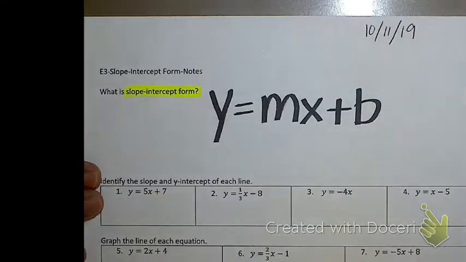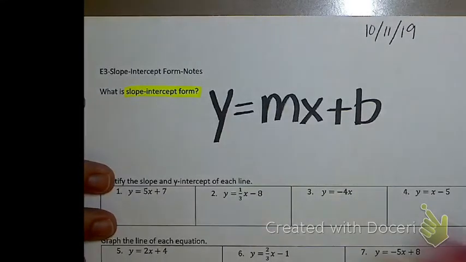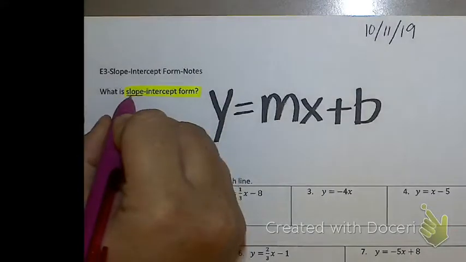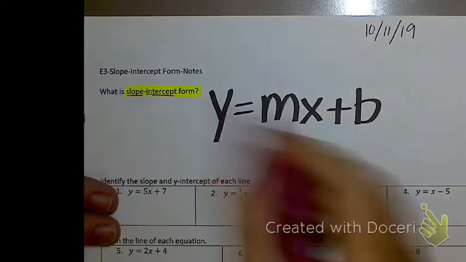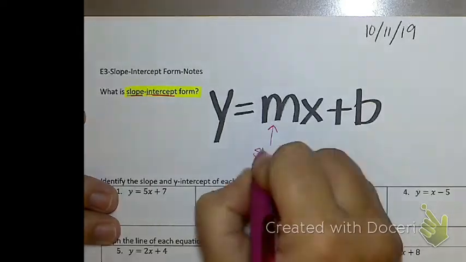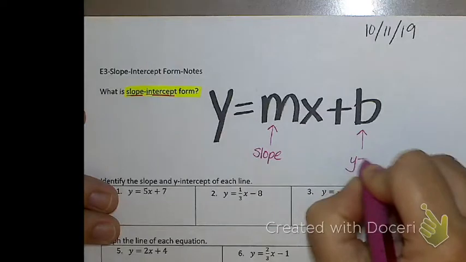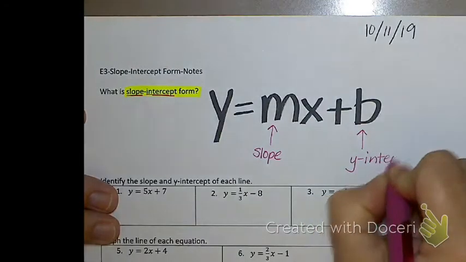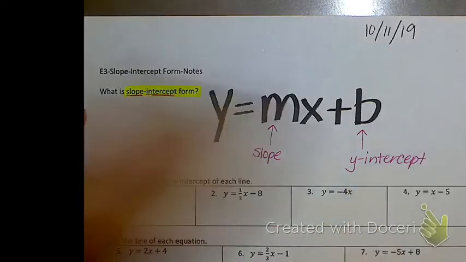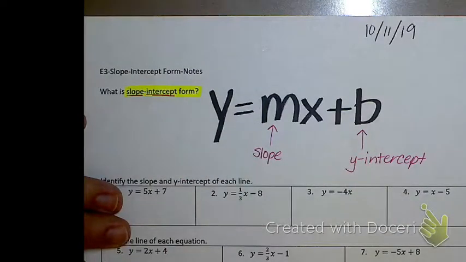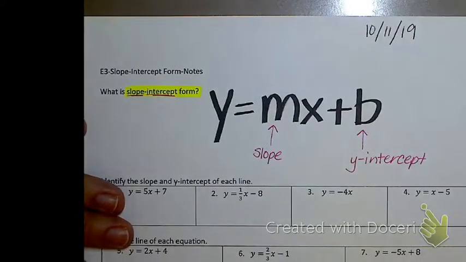So, couple things I want you to notice about slope-intercept form. First off, it is called slope-intercept form because it includes a slope and an intercept, specifically a Y-intercept. This is actually the easiest form to graph a line from. Notice the slope is pointing to the letter M, not the letter X. X is not a part of the slope.